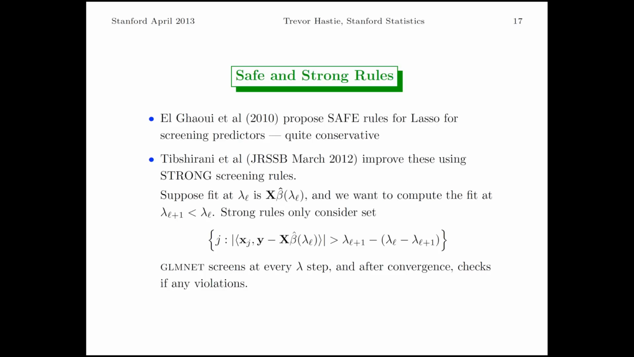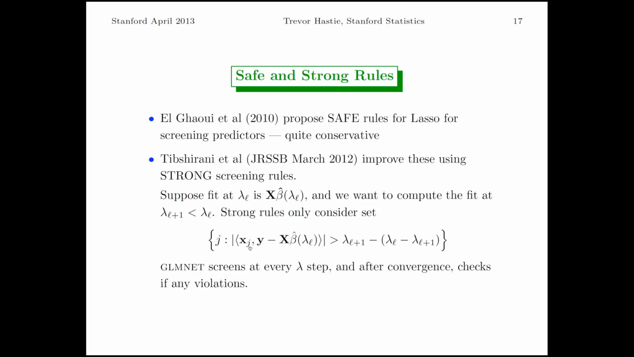This is very helpful, and it's led to even better versions of screening. There are some interesting papers, one by Al-Gawi et al. in 2010, and then Tibshirani et al. in 2012, that improve on this. You can basically screen all the way down the path. The idea is very similar. At any point, you've got a current lasso solution, say at lambda L, and you're thinking of going down to lambda L plus 1, some value lower.